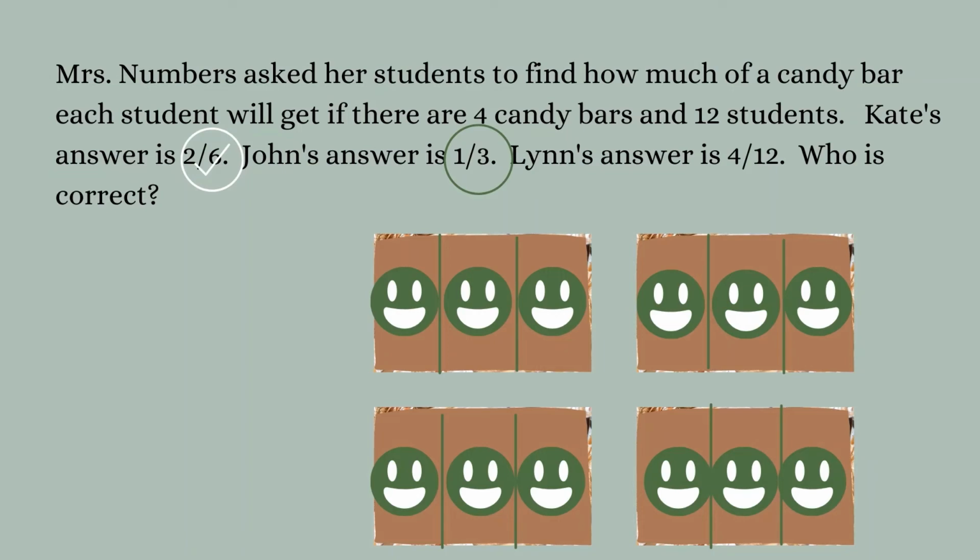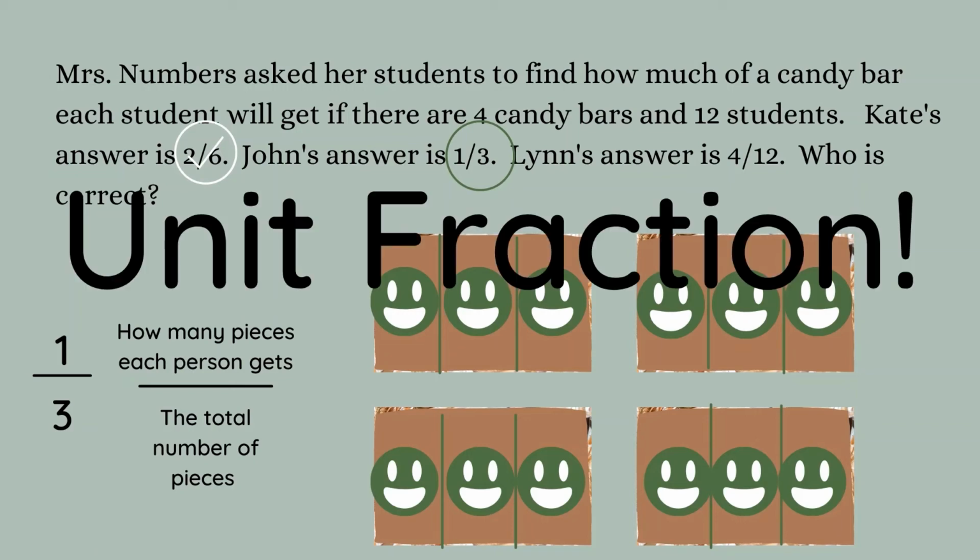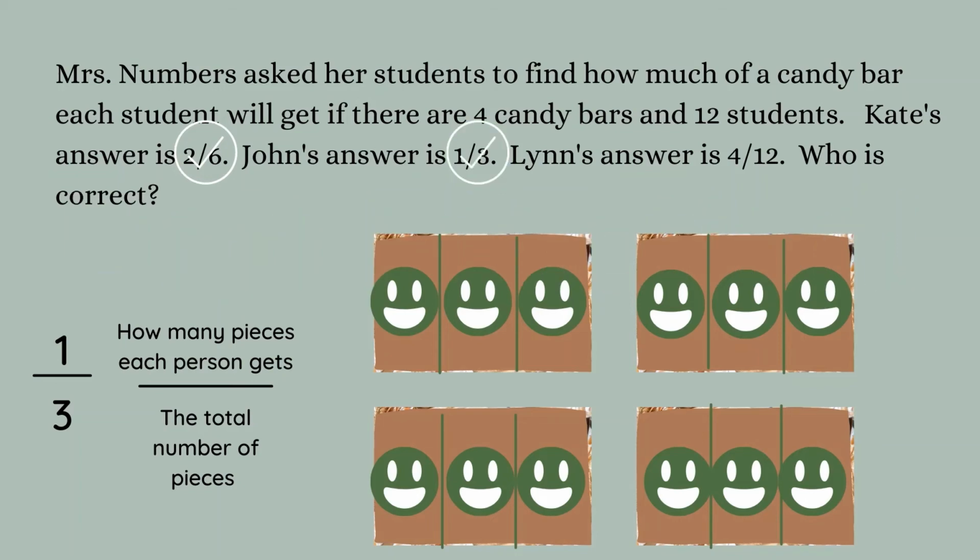How many pieces each? 1. How many total pieces on a bar? 3. Extra credit, do you remember what it's called when each person gets 1 piece? Now we know that Kate is correct and John is correct. They are both correct, even though they have different answers. Interesting. We better check out Lynn's answer. Let's mark John with the check mark and do this whole thing again one more time.